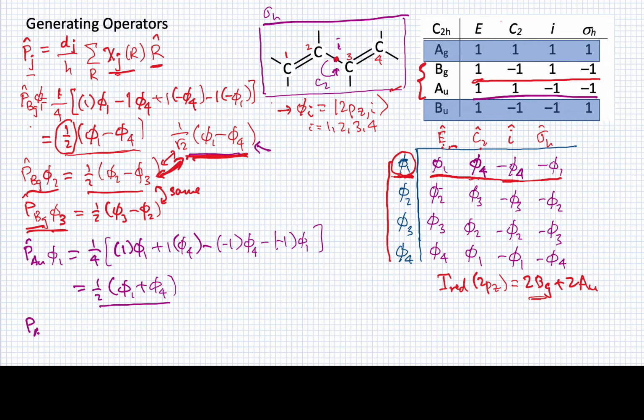I think it's probably easy to see, or I hope it is by now, that if I do this same thing for phi2, I'll end up with phi2 plus phi3. So here I have 4 different linear combinations: phi1 minus phi4, phi2 minus phi3, phi1 plus phi4, and phi2 plus phi3, which represent my different symmetry-adapted linear combinations of these atomic orbitals.